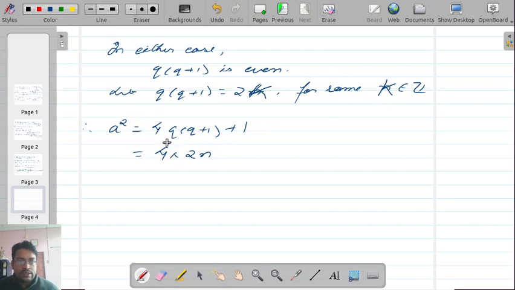So this a square can be written as 4 into 2k plus 1. So I can write this as 8k plus 1, which is of the form required. So the square of any integer is either of the form 4k or 8k plus 1.